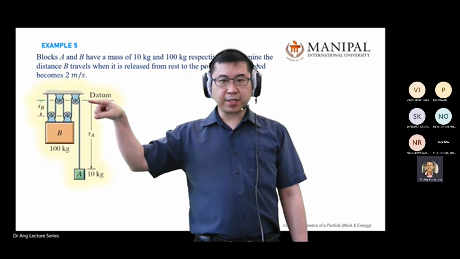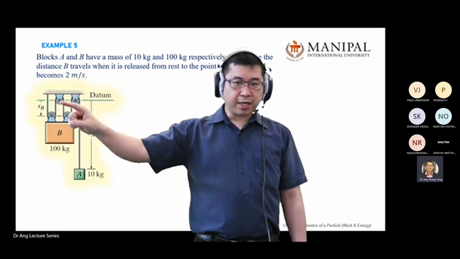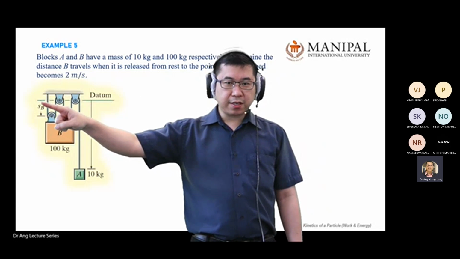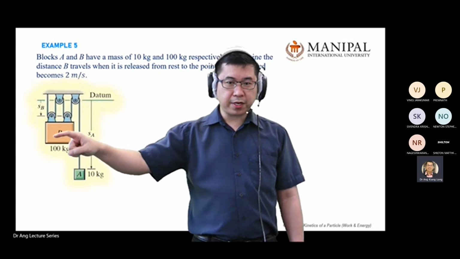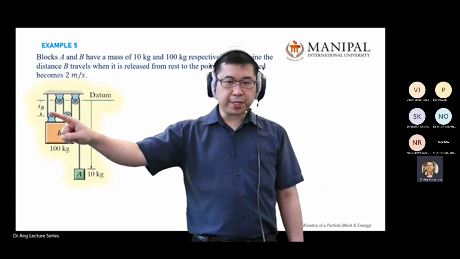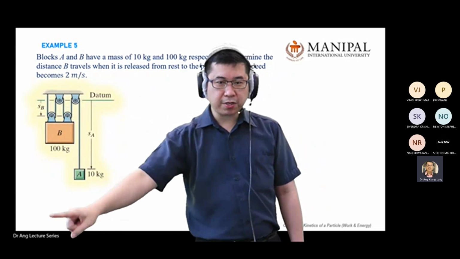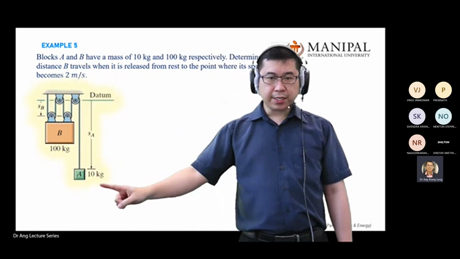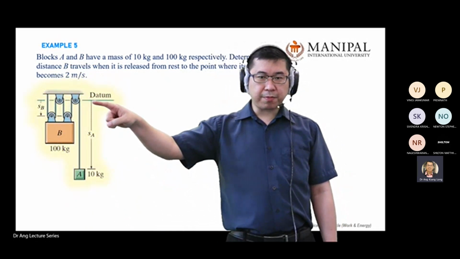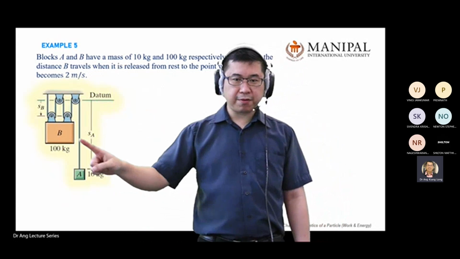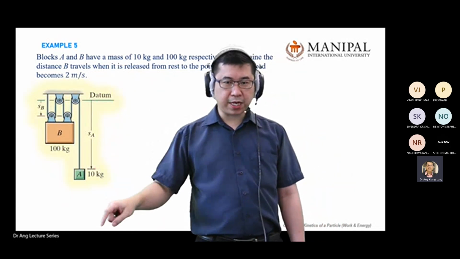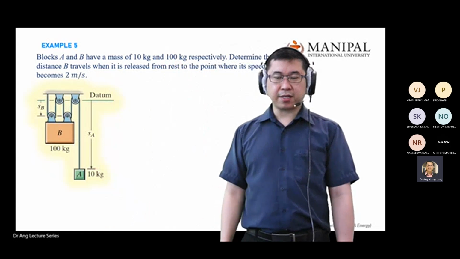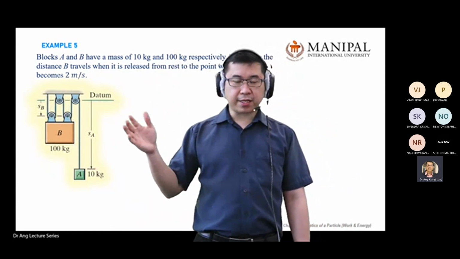So your datum is at this level. The positive distance from the datum referring to object B is going down positive, SB positive. Same with A, measured from the datum going down positive, SA positive going down. So without looking at the statement here, we'll look at this statement later. Look at the diagram.